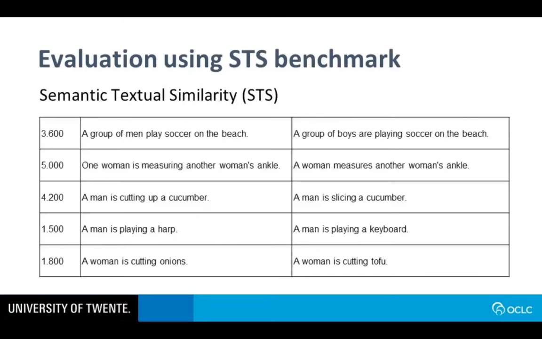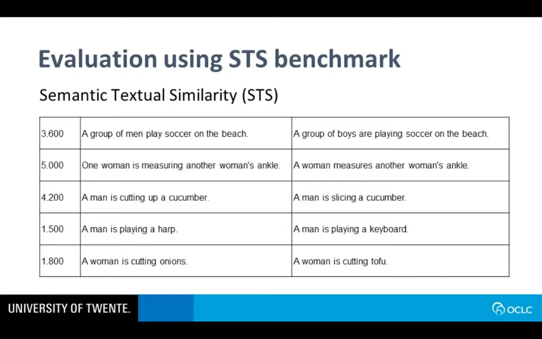We use a benchmark to evaluate different methods. This is one of the benchmarks to evaluate the embedding for text. This STS benchmark consists of, I think, about 8,000 pairs of sentences. Each pair of sentences is judged by a human. The number on the left shows how similar people judge the two sentences to be, ranging from 1 to 5. 1 means they are very different. 5 means they are exactly the same.